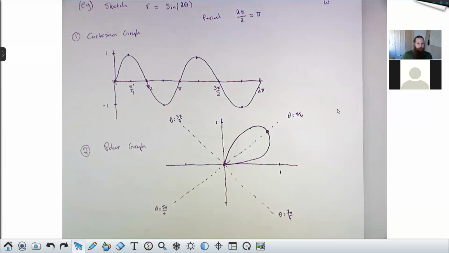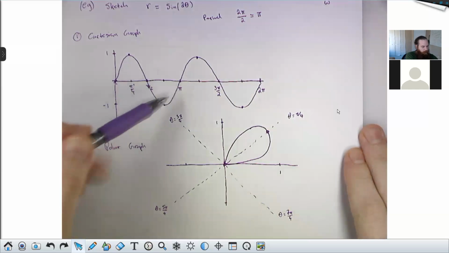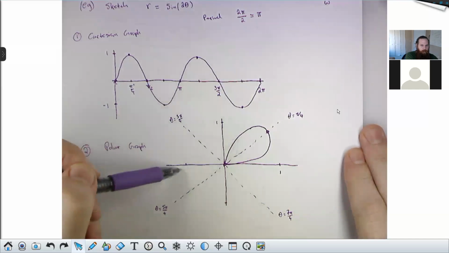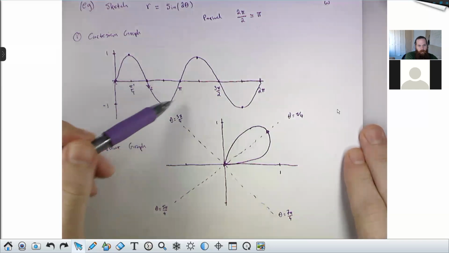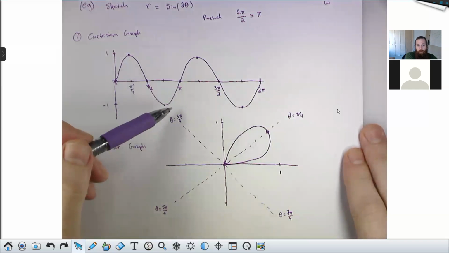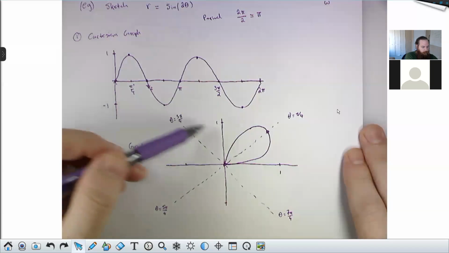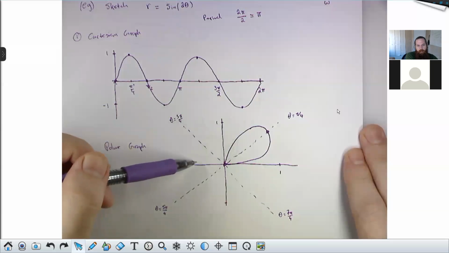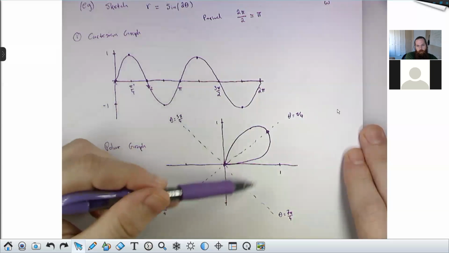Here's where things get a little funny. From pi over 2 to pi, normally I would be drawing over here, right? This is theta equals pi over 2. This is theta equals pi. But because r is negative, remember, r being negative means you have to reflect all those points through the origin. So normally from theta equals pi over 2 to theta equals pi, I would be drawing something over here because this is that range of theta. But because r is negative, I'll be drawing over here in the region that's reflected through the origin from that.